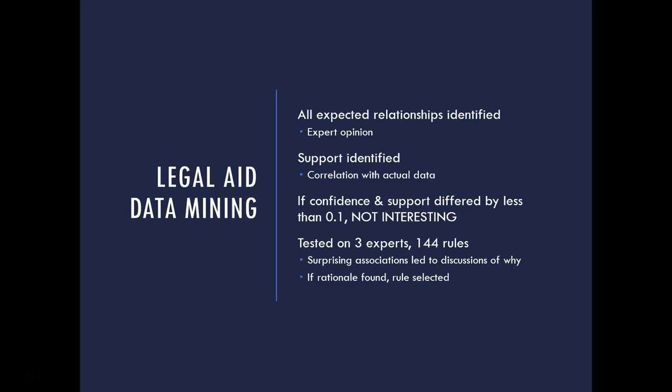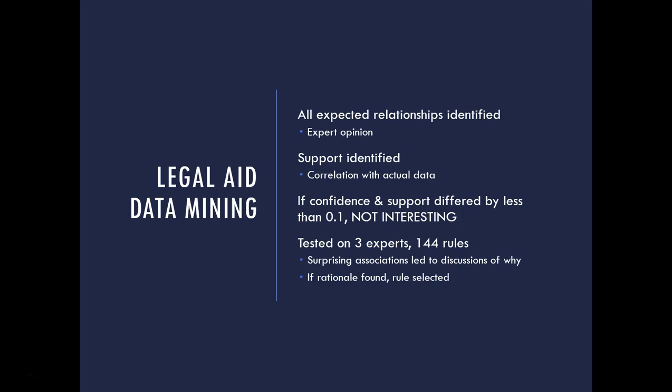The method was tested on 3 experts with 144 rules. Surprising associations led to new posed relationships with the experts, and they were asked why they thought that might be true. And so if there was a reasonable rationale that an expert identified, then the rule was retained. Otherwise, it was thrown away as a frivolous rule.